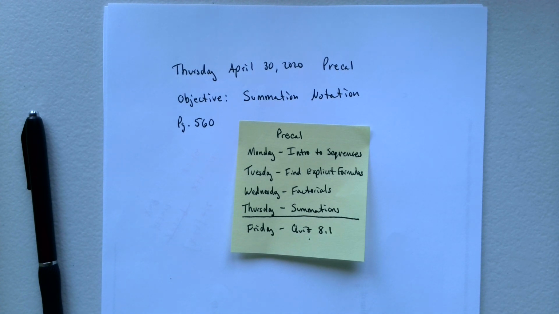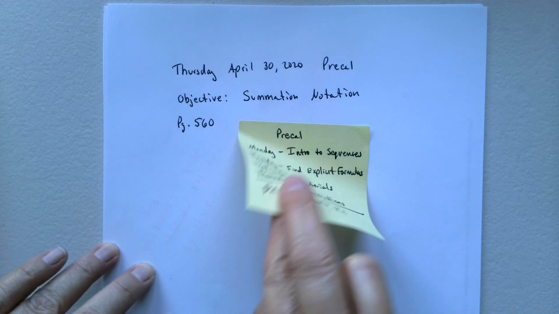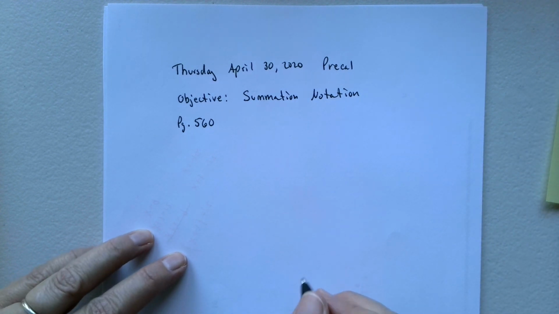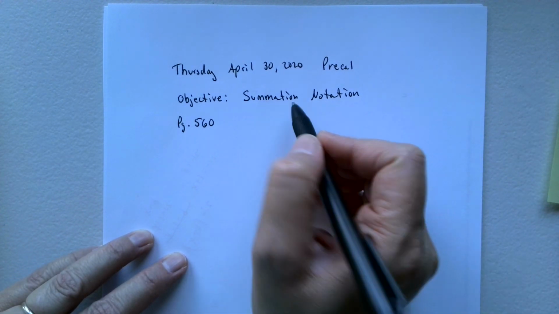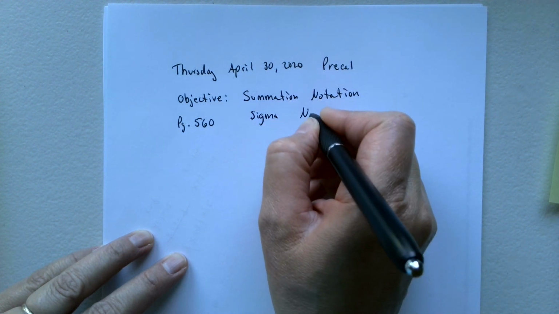So just to review, on Monday we had our introduction to sequences. Tuesday we talked about explicit formulas and how to find them. Wednesday we talked about factorials, and today we're going to talk about summation notation, and tomorrow we'll have a quiz on section 8.1.